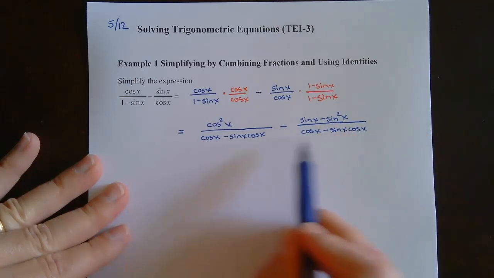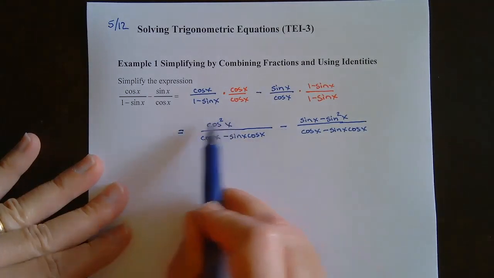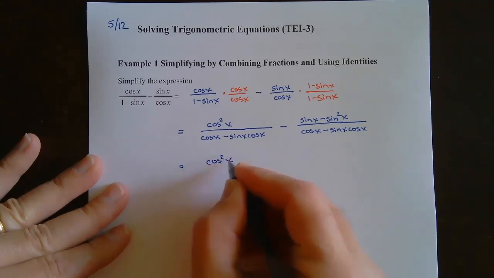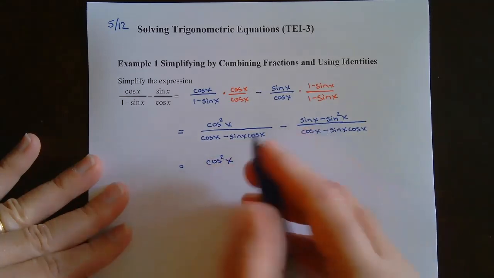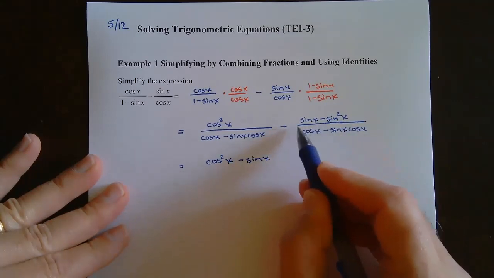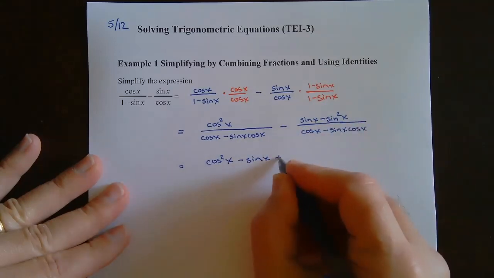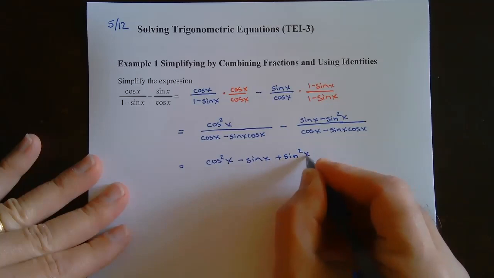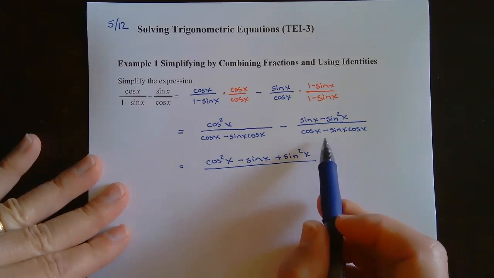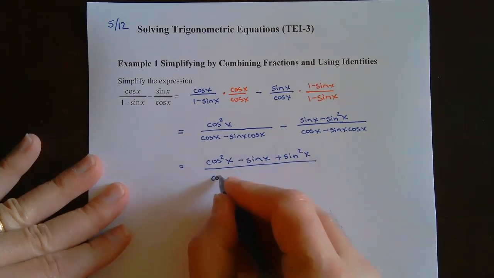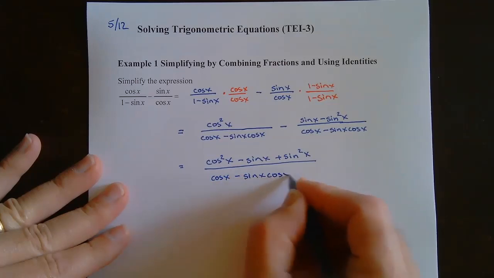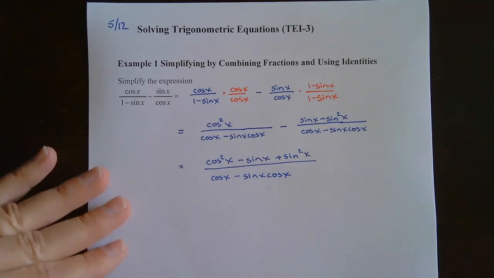Okay, so now I have a common denominator, right? So now I'm going to subtract this numerator minus this numerator, okay? So I would have cosine squared x, and then I'd have to subtract both of these, okay? So it'd be minus sine x, and then I'd have to distribute this subtraction, right? So this becomes plus sine squared x, all over cosine x minus sine x cosine x, okay? Now, we're going to look for identities now, okay?